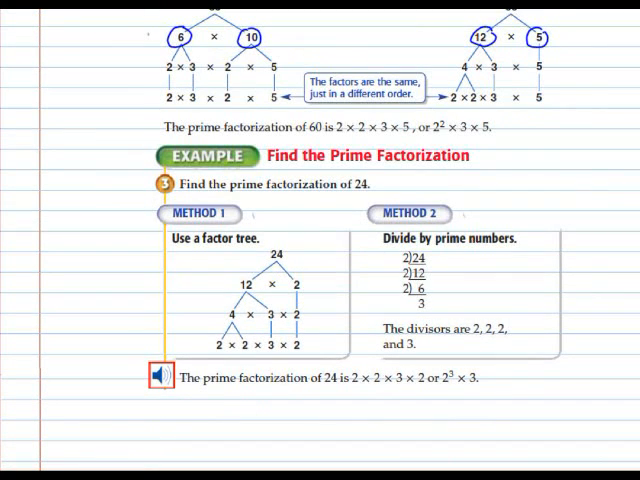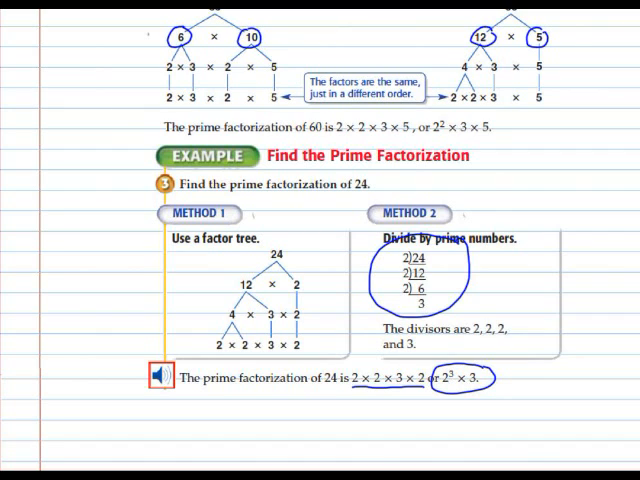There is another method called the factor ladder, is what I call this. In the factor tree, you could choose any 2 factors. In the factor ladder or factor tower, you always choose the smallest prime number and continue to divide by that as many times as you can. Again, with the number 24, regardless of the method, we get the same prime factorization, 2 cubed times 3, or 2 times 2 times 2 times 3, regardless of the method we use.